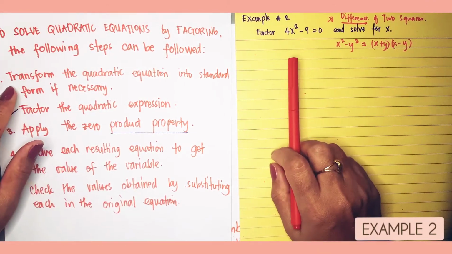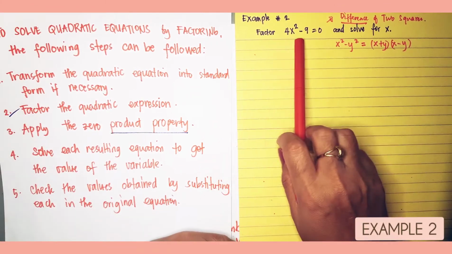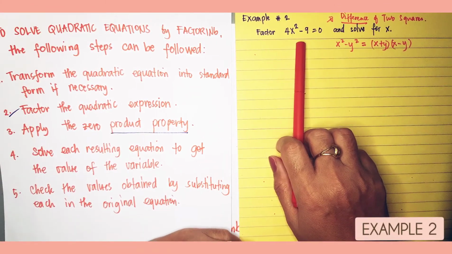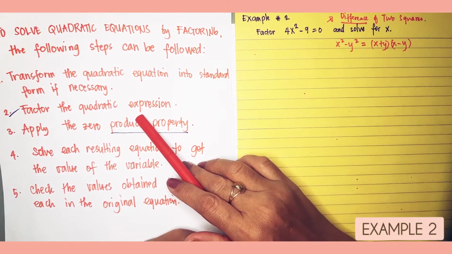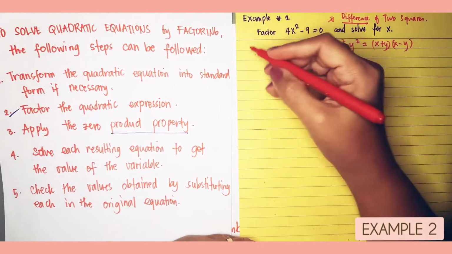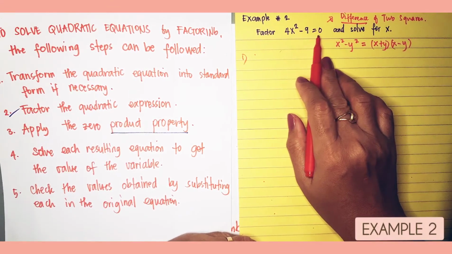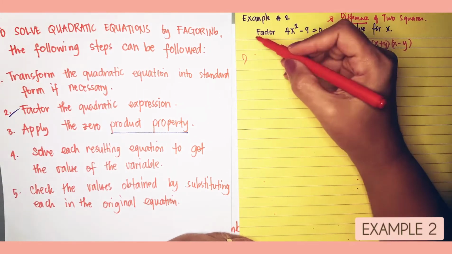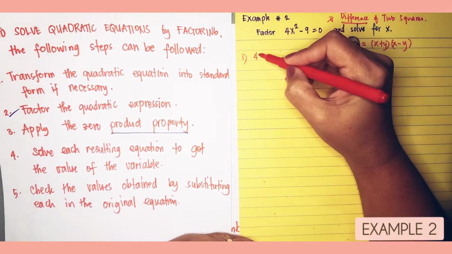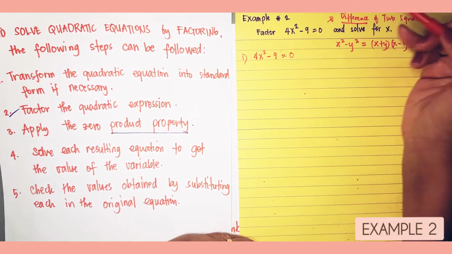Now, step number 1, transform the quadratic equation into standard form. Now, it is already in standard form. So we may proceed to step number 2. Factor the quadratic expression. So, in factoring 4x squared minus 9 equals 0, we can simply apply this form. So, 4x squared minus 9 equals 0.